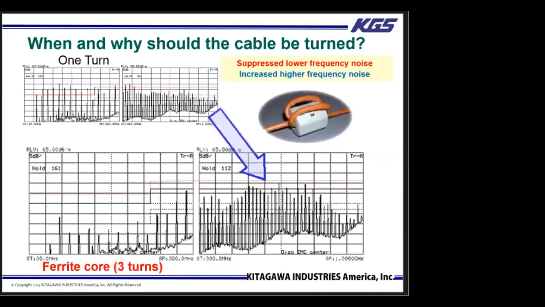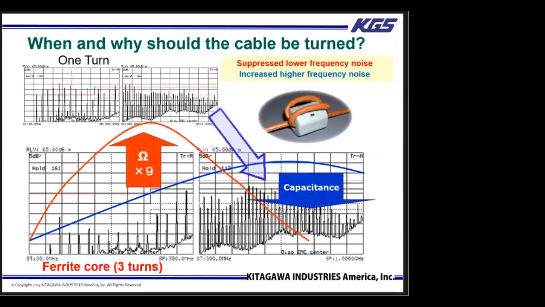We can show this in another way in this slide. So the top graph is the initial state and the bottom graph shows the ferrite effects after 3 turns. The blue line is the impedance curve of the ferrite with 1 turn. And the red line is the impedance curve with 3 turns. With 3 turns, the impedance at lower frequency is much higher than with just 1 turn. However, the impedance at higher frequency is lower due to stray capacitance.